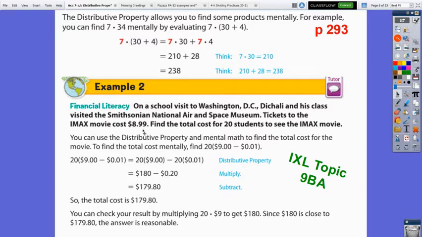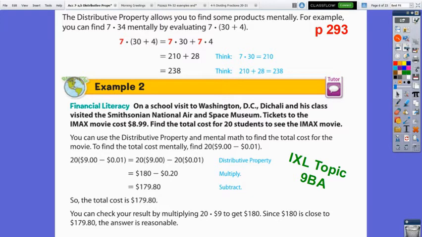Do you need to be able to do this one in your head? I mean, it's probably fine to just say 20 times 9, and that's close enough for this type of problem. So we won't spend too much time on these. But there is an IXL topic, 9BA, if you'd like to practice these distributive property problems using numbers like this. But it's not really what we're focusing on here in this topic.